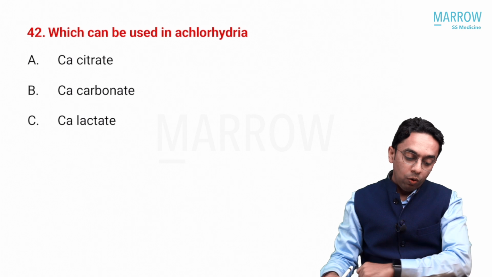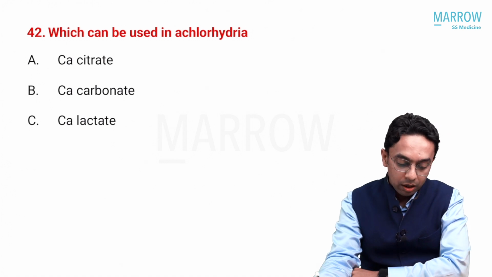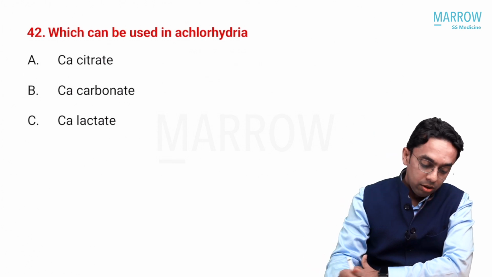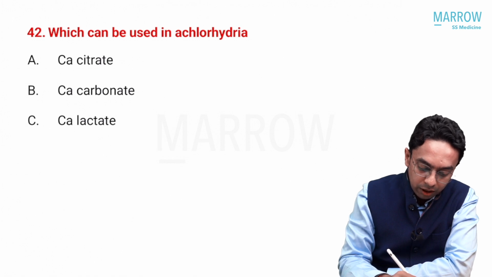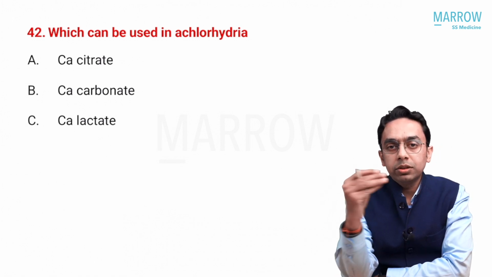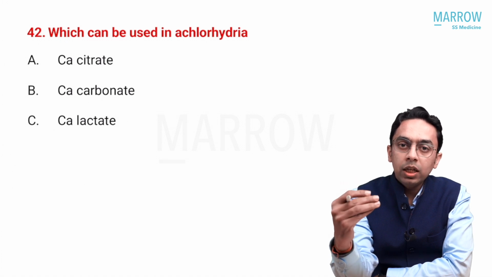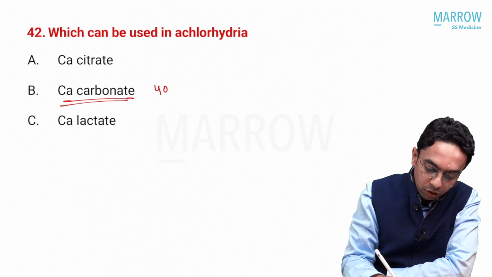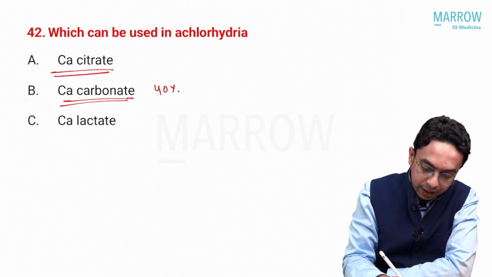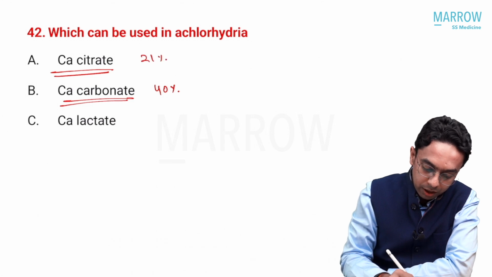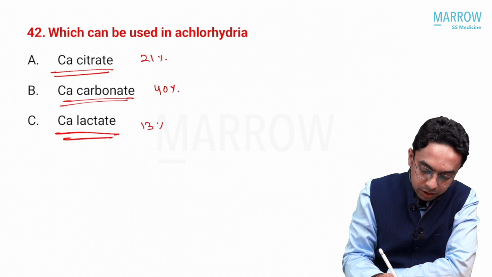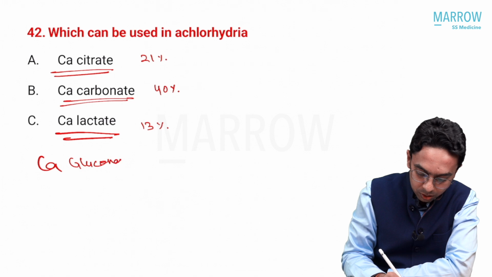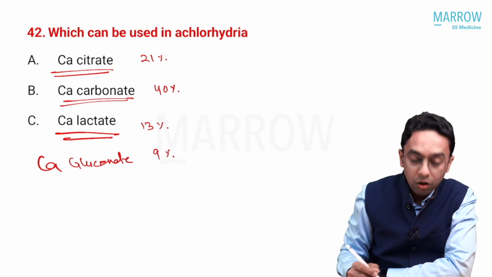Question number 42. Which can be used for achlorhydria? Which calcium preparation? Do you want to use citrate, carbonate, lactate, or gluconate? See, this again can be slightly modified as per the wording in the question. I'll tell you how. See, in carbonate, we have 40% of elemental calcium. In citrate, we have 20 to 21% of elemental calcium. Lactate, we have 13% of calcium. And calcium gluconate, we have 9% of elemental calcium.